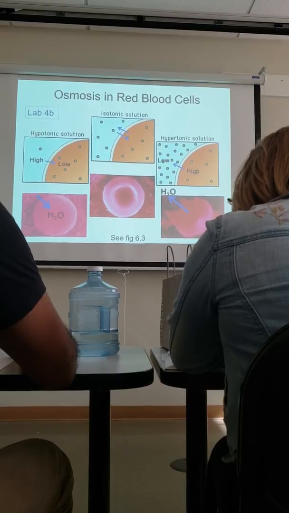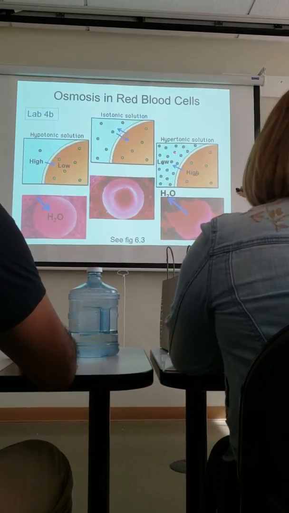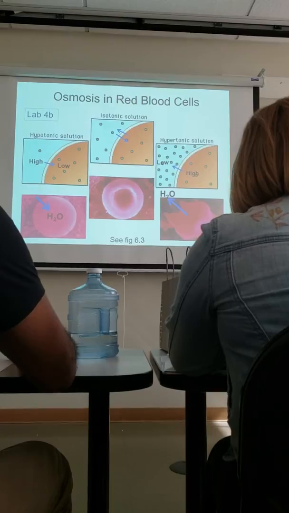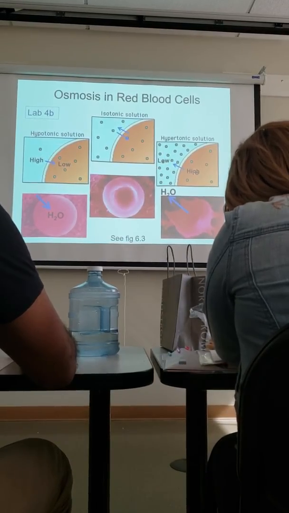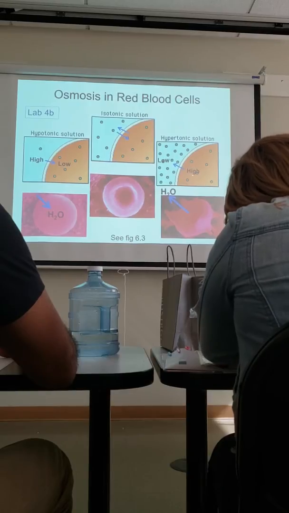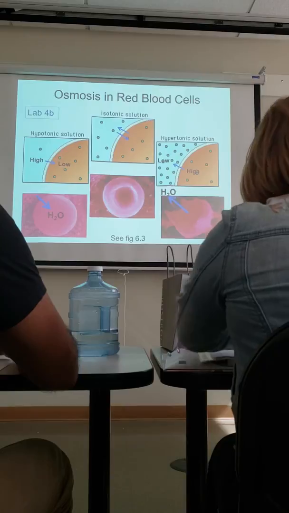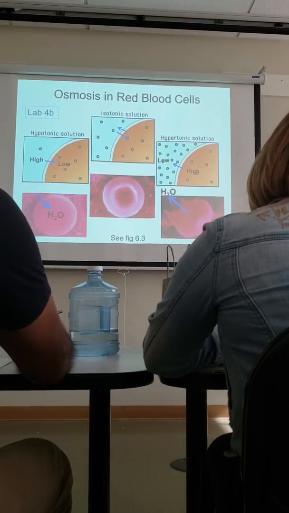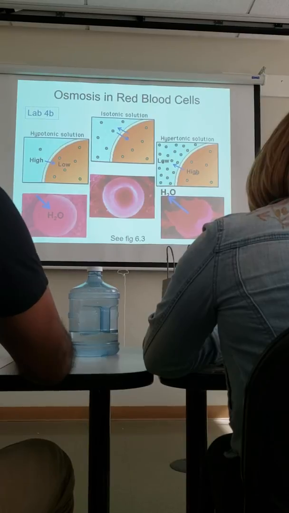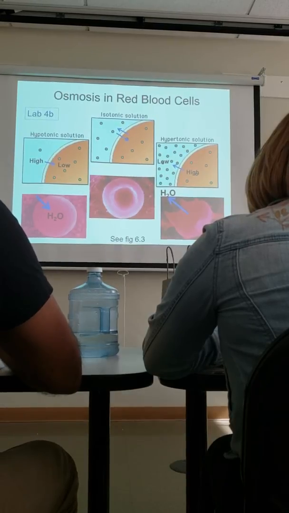So you have not enough water outside your red blood cell. Remember, that makes the water concentration low outside, but high inside, which means the water is going to go where? Out, right? So if the water leaves, remember your red blood cell then starts to shrink, because the water goes out of the red blood cell. And that was crenation.